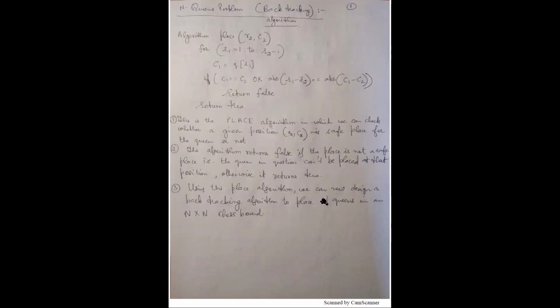Using this place algorithm, we can now design a backtracking algorithm to place n queens in an n cross n chessboard. Let's see how the algorithm goes. Now this is the backtracking algorithm. The algorithm is n queens, right? This is the row value. The parameter to be passed in this algorithm is the row value. I have given the comments also.